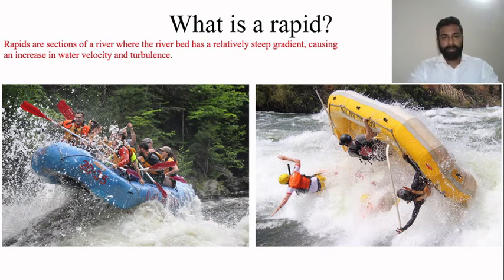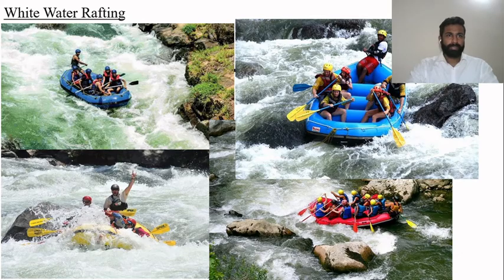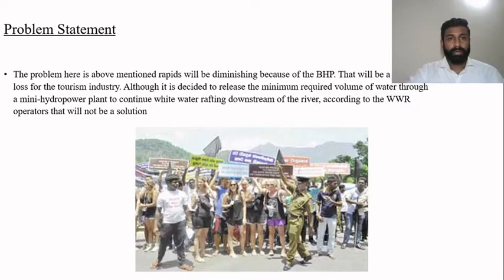What is a rapid? A rapid is a portion of the river where the river bed has a steep gradient. This causes an increase in water velocity and turbulence. Here you can see whitewater rafting being conducted in rapids. Whitewater rafting in the Kithulgala River is listed under the 10 best locations for whitewater rafting by the International Rafting Federation. The problem statement of this study is that 13 of the 18 rapids will be diminishing because of the Broadland Hydropower Project.